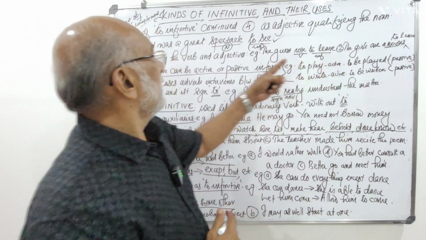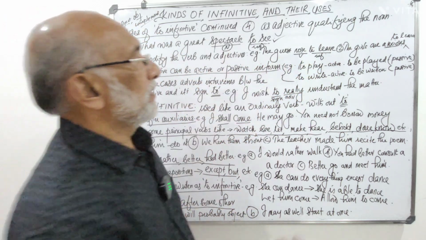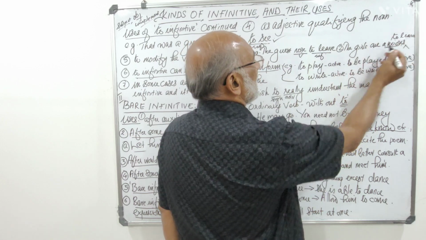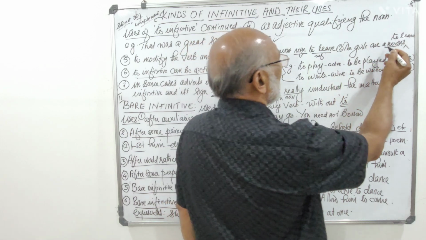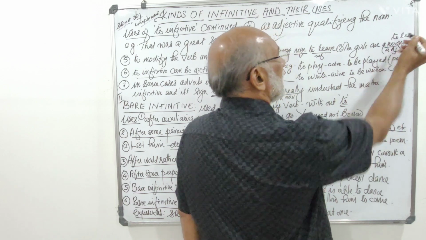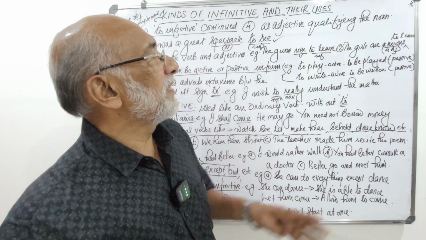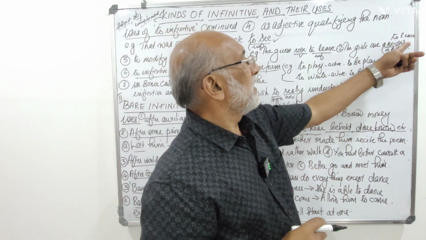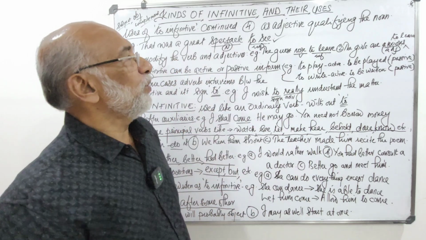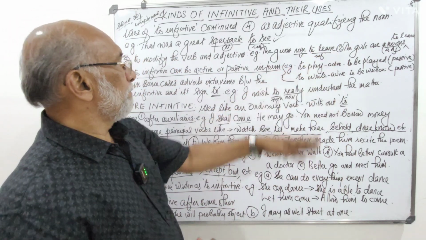And the second one, as we said, to modify adjectives. The girls are anxious to leave. Here, anxious, you know, it is an adjective, isn't it? So, to leave is the to-infinitive, and anxious is used as a modifier to the to-infinitive, to leave.